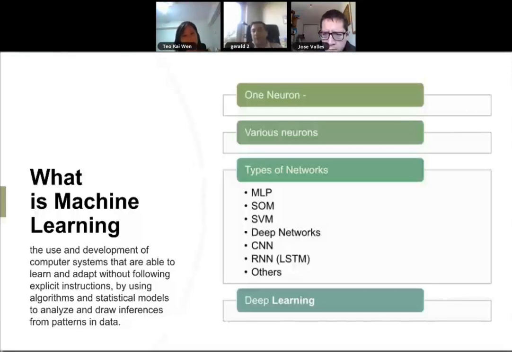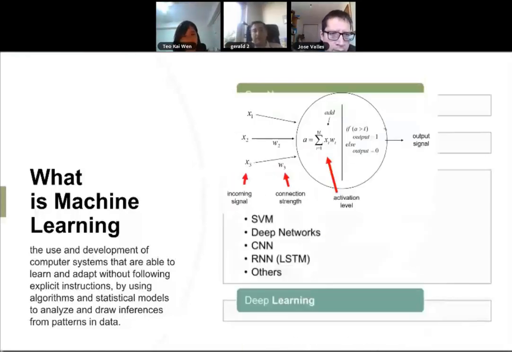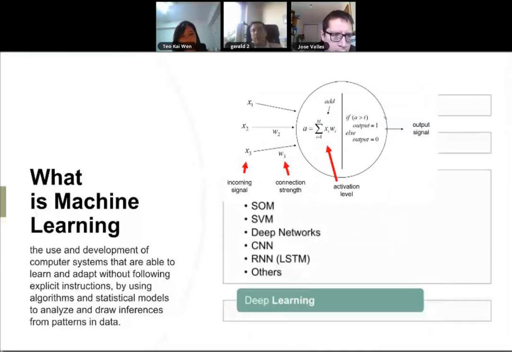Everyone that thinks about machine learning identifies it with neural networks, although it's not like that. There are many types of networks, and many types of algorithms that are part of machine learning that are not neural networks. But in this case, I wanted to mention this as the core, because some of the things that Jose and some of you are going to present are in this area of work. So one neuron is simply like what you're seeing on the screen.